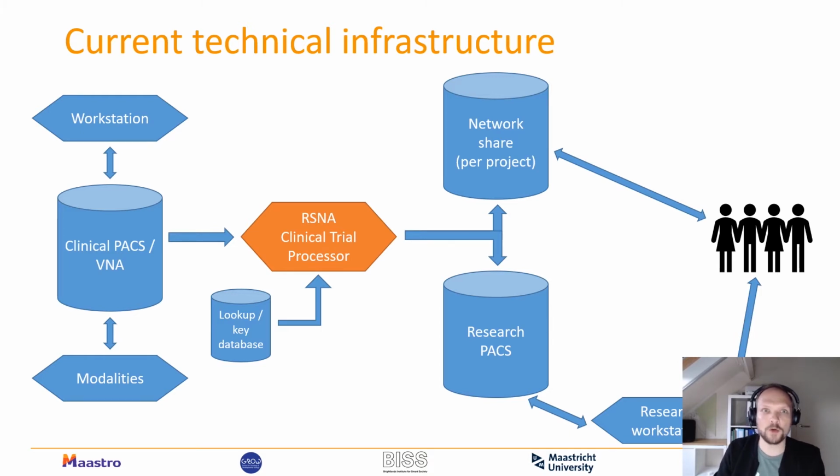So this is the current technical infrastructure, where you see there is a clear boundary between what's happening on the clinical side on the left and what's happening on the research side on the right. The only link in between is this Clinical Trial Processor de-identifying these images, and therefore also making sure that what's happening on the right side in research doesn't impact the clinical side directly. For example, if a researcher had a high computational load, that wouldn't affect the clinical systems.